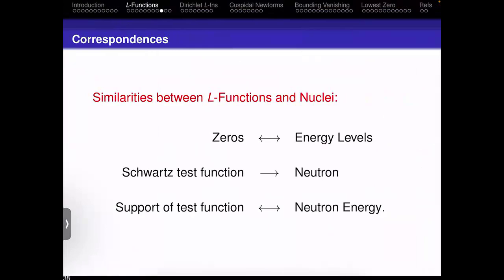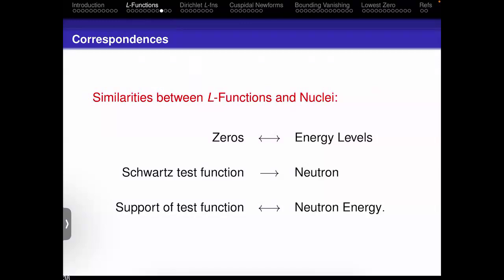So just to link things so that you can talk to a physicist if you ever run into one of them, we talk about zeros, they talk about energy levels. They shoot neutrons in, we shoot a Schwartz test function. They can only shoot neutrons with a given energy band. To us, it's the support of the test function. We would love to use an arbitrary test function. If we could do that, we could take essentially approximations to the Dirac delta function and see what's going on at the central point and prove everything we want.